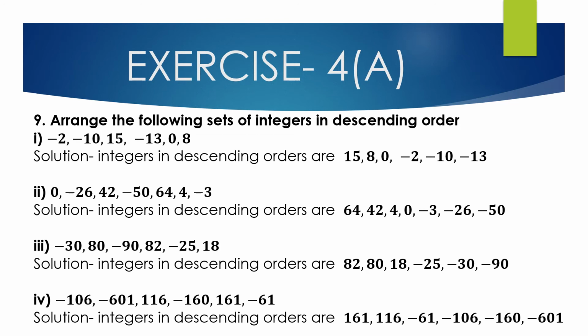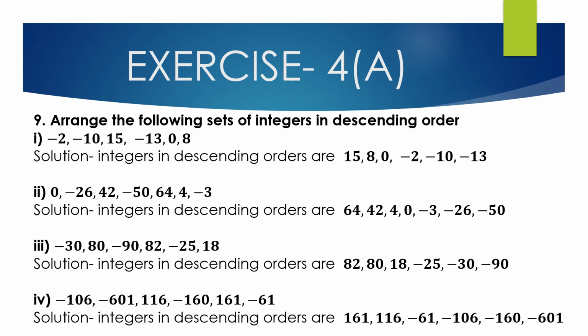Now we solve question number 9. Question number 9 is arrange the following sets of integers in descending order, that is the greatest to the smallest. First bit is minus 2, minus 10, 15, minus 13, 0 and 8. Integers in descending order are, first the positive integers, that is 15, then 8, then 0. Positive integers are always greater than the negative integers and always greater than 0. So 15, 8, 0, then minus 2, then minus 10, then minus 13.